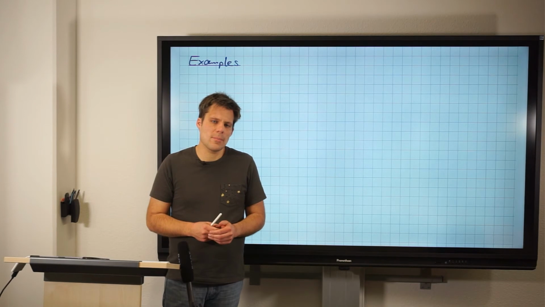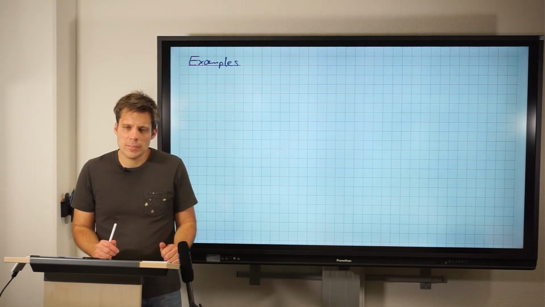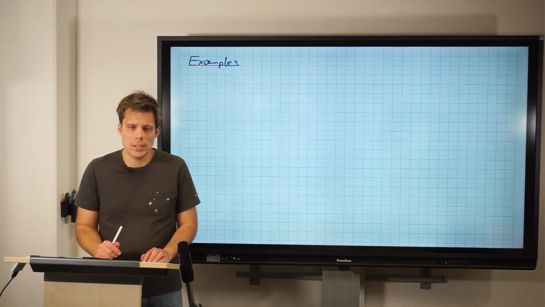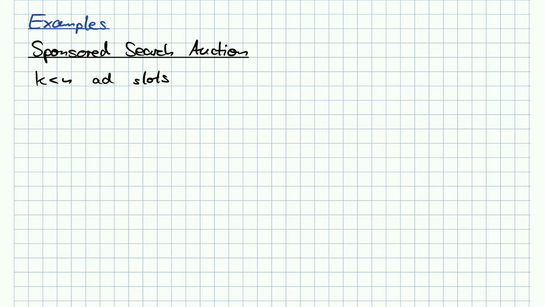Let's now go through some further examples of the VCG mechanism, the first one being sponsored search auctions, and then we'll also come back to combinatorial auctions. In the sponsored search auction, we'll have k, which is smaller than n, ad slots, and the higher a slot is displayed on the search results page, the more likely it is to be clicked. So we'll have alpha 1 greater than alpha 2 greater than, and so on up to alpha k. These are the click-through rates.